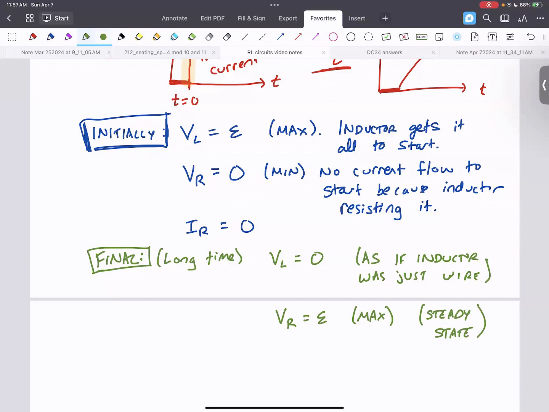So the inductor can only fight it off for so long. It can't completely stop it. If it stopped it, there'd be no change and the inductor would stop fighting it. And so the idea is that you have this opposition, but it's never going to quite win. The inductor always loses. It tries really hard to start, and it always loses. And eventually the resistor will get its full voltage across it, and the current through the resistor, V equals IR, will just be equal to E over R, my EMF over R.